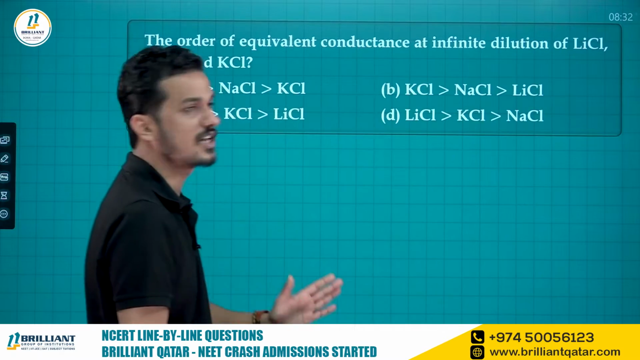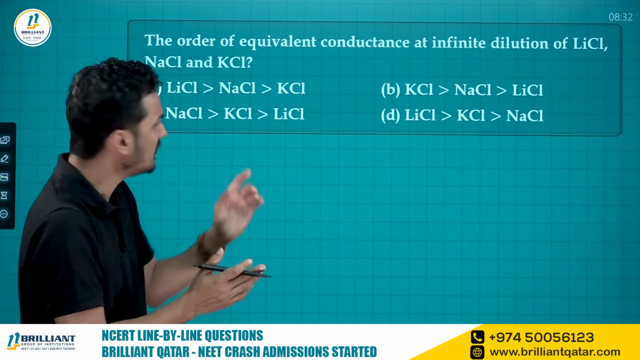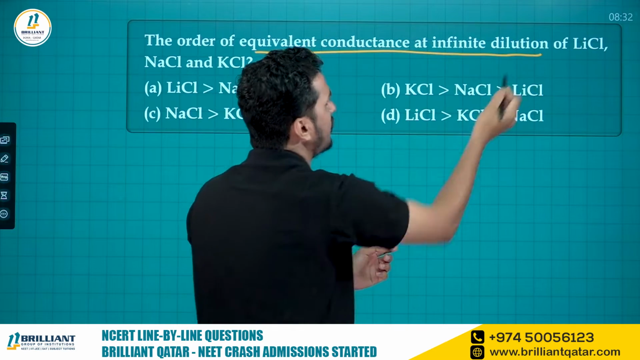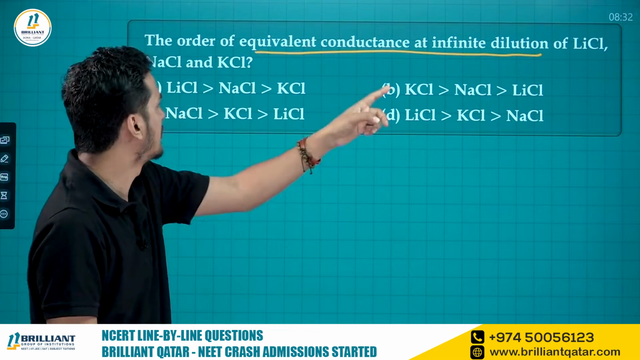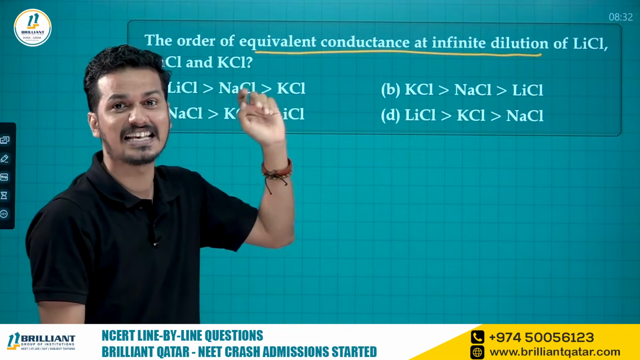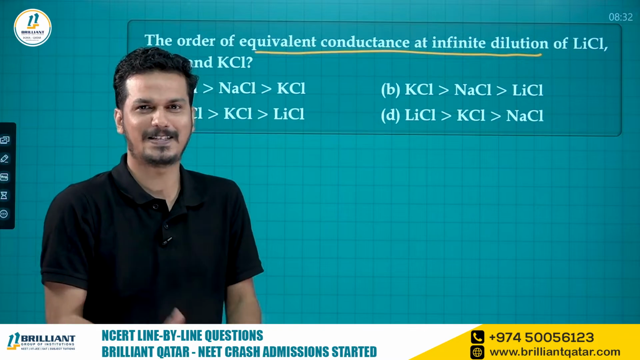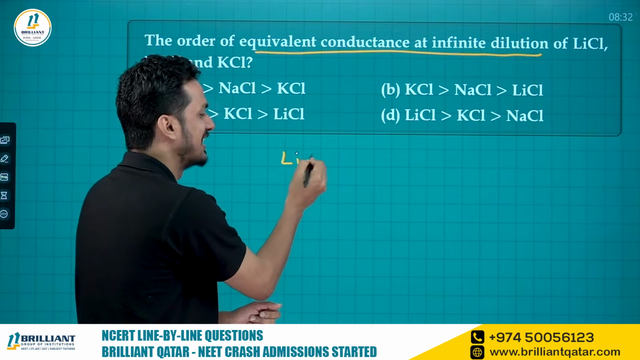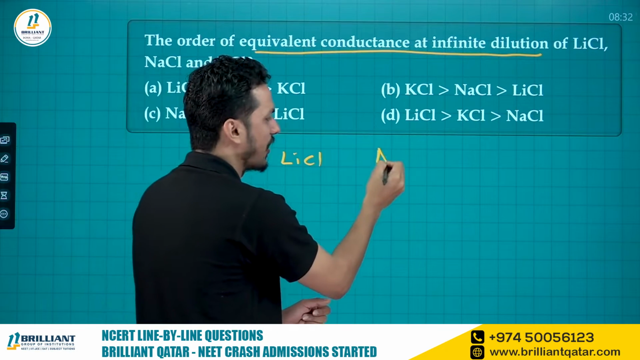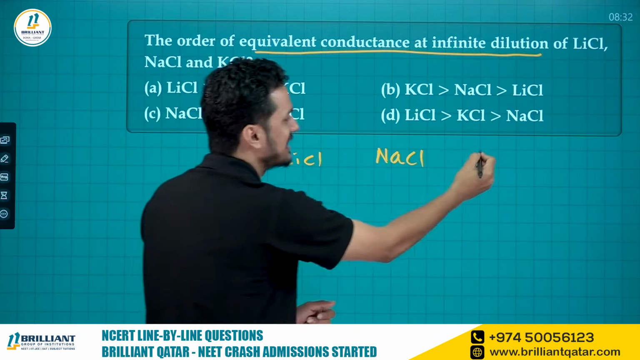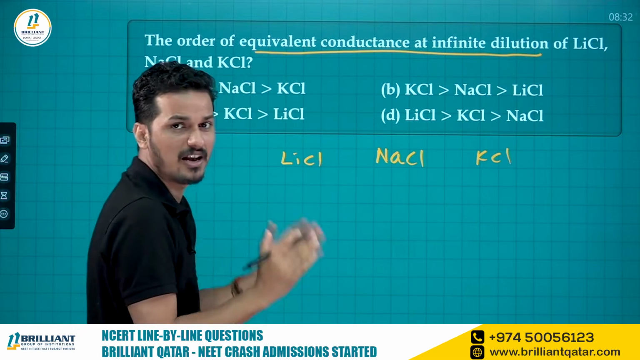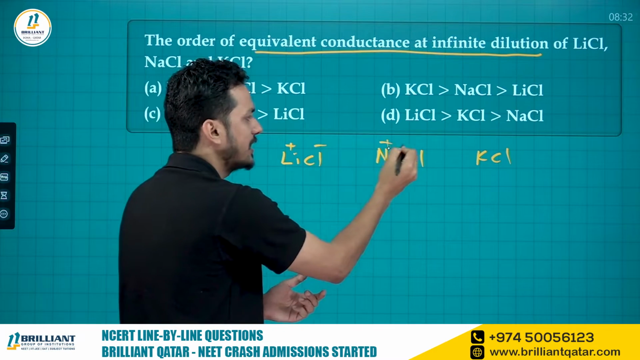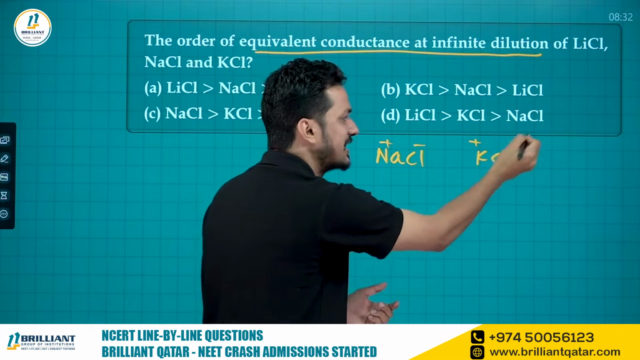This is the next question. What's the question, guys? The order of equivalent conductance at infinite dilution of lithium chloride, NaCl, KCl. Wow, it's simple and humble. Okay, so lithium chloride is there, then sodium chloride, then KCl. While we are considering, this is Li plus Cl minus, Na plus Cl minus, K plus Cl minus.